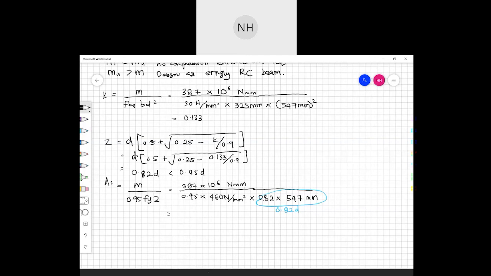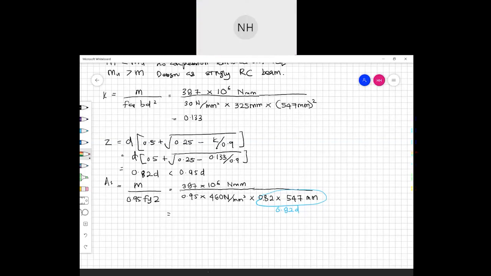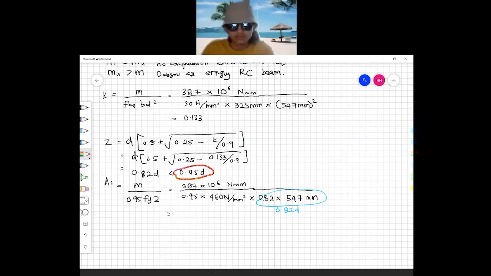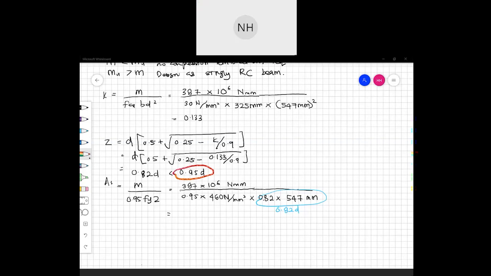Saya ada soalan, Miss. Oh ya, apa dia? Macam mana dapat 0.95 tu, Miss? 0.95 ini? Yang ini kah? Yes. Kan before this, I pernah explain, kita memang biasanya compare dengan 0.95. Oh, memang mesti compare lah 0.95.